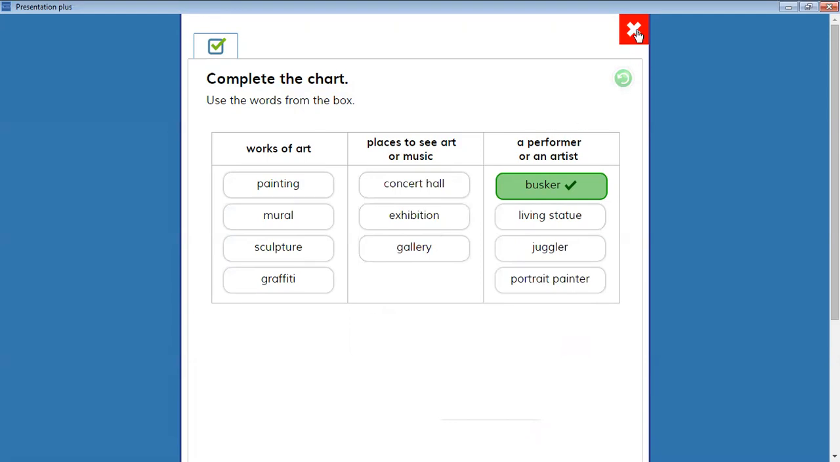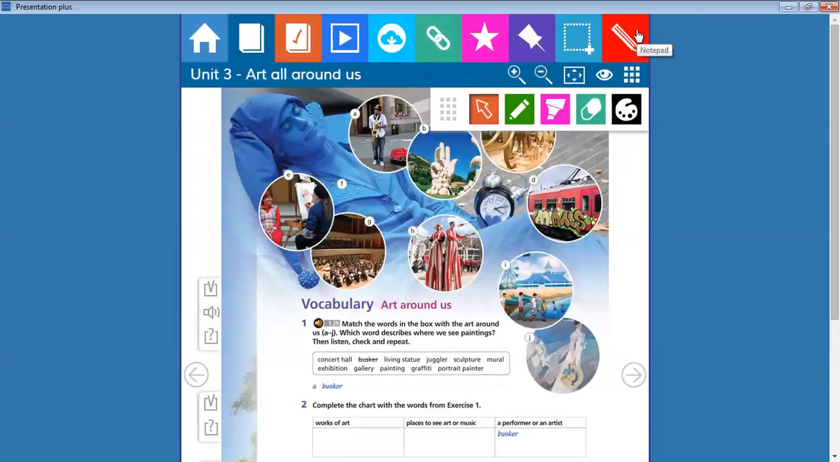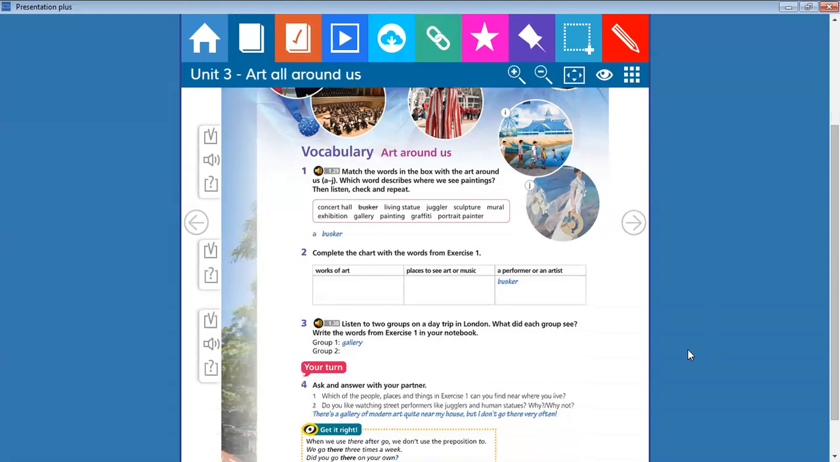Good. Now, in another exercise, you have to listen. Exercise 3. Look at this. Listen to the two groups on a day trip in London. What did each group see? Write the words from exercise 1 in your notebook. But you have to write here in your book, okay? Now listen, please.